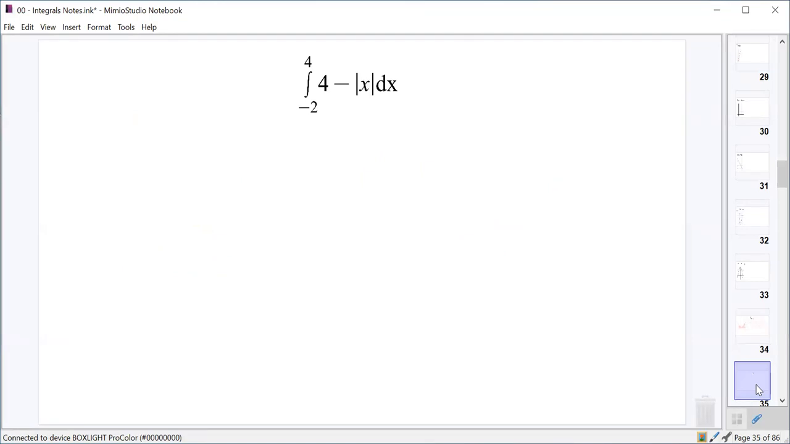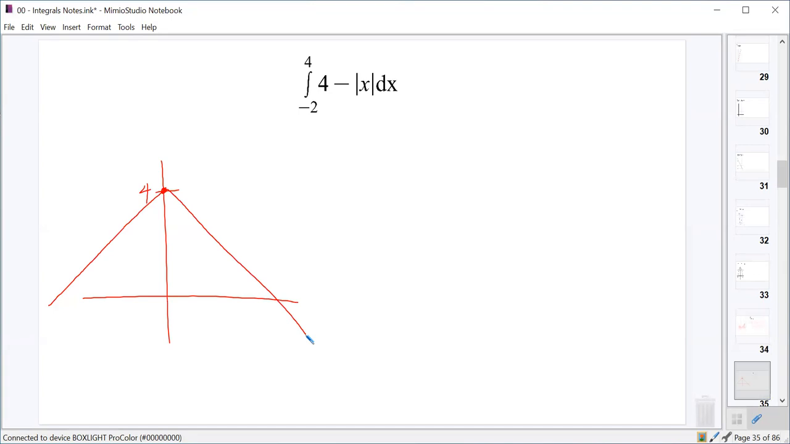Okay. This time we're going to be looking at the integral from -2 to 4 of 4 minus the absolute value of x. So hopefully you know what this function looks like. It's going to have a y-intercept of 4, so up here at 4. And then it is just like the absolute value function, except upside down.